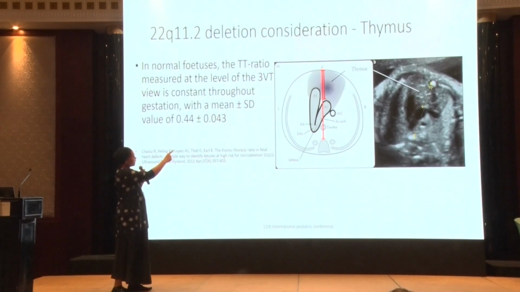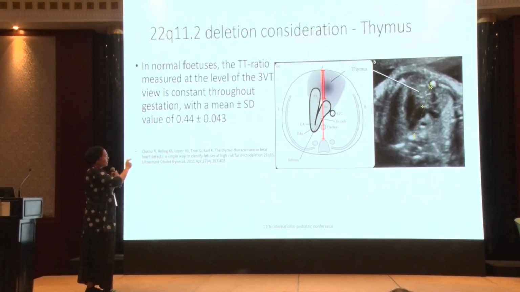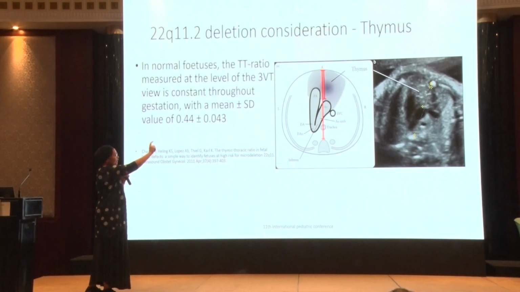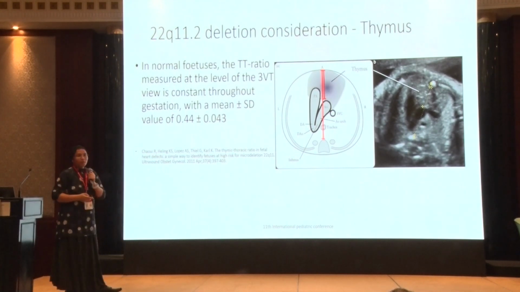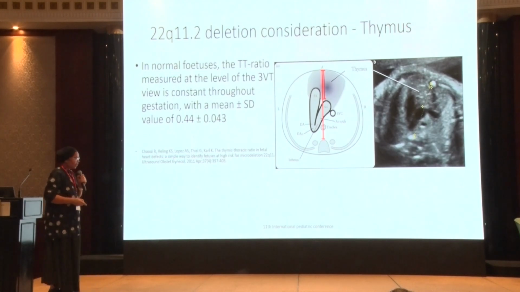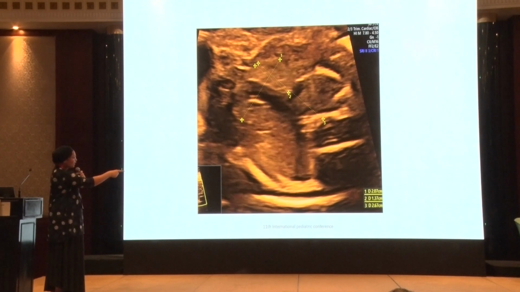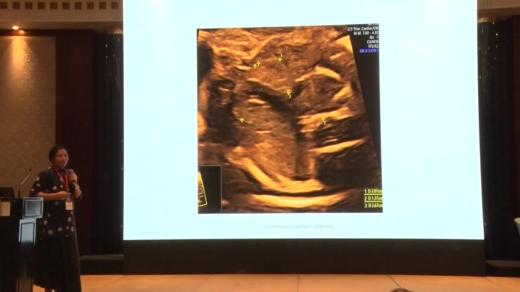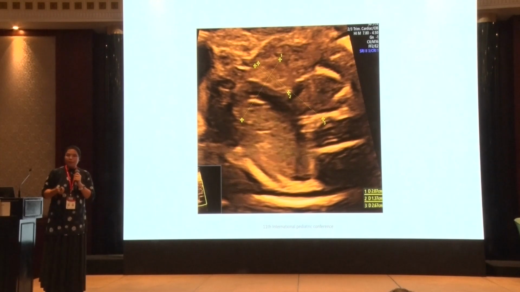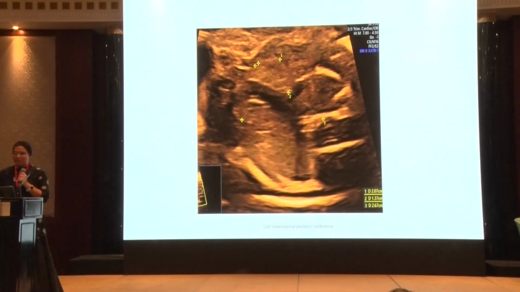And what we are doing, this measurement is very constant throughout the pregnancy. If you measure the thymus length and divide by the thoracic ratio, this is 0.44 throughout the gestation, plus or minus 2 standard deviations. This was measured in our fetus. You could see this is the 3-vessel view, and the thymus is 1.37, and the thoracic measurement is 2.6, so it was about 0.49, which is within normal limits. So most probably, this baby doesn't have DiGeorge syndrome. Yes, please, Dr. Suleiman.